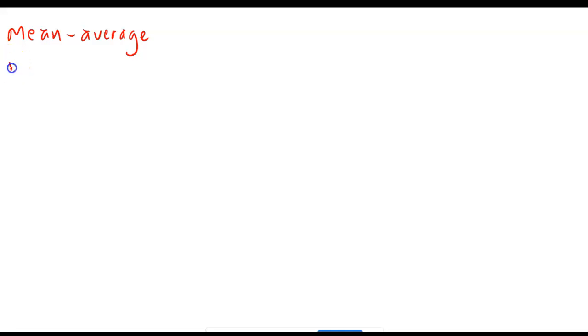The median is the number in the middle of a list of numbers. Middle. Okay, the median is the number in the middle of a list of numbers. We'll talk about how to find that in a few minutes. Mode is the most common number. The mode is the most common number in a list of numbers. Okay.